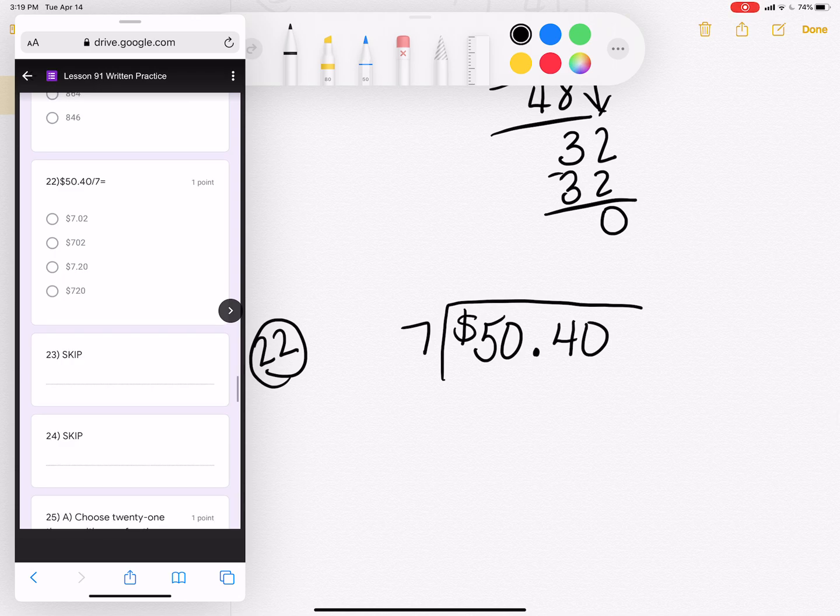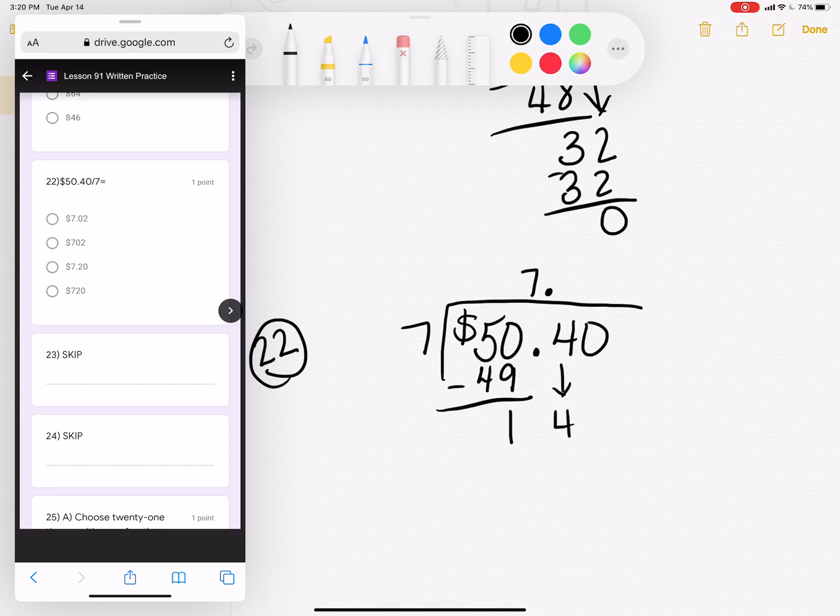22. $50.40 divided by 7. 7 will not go into 5. Go over to 50. 7 times 7 is 49. 50 minus 49 is 1. Go ahead and put the decimal in your answer.